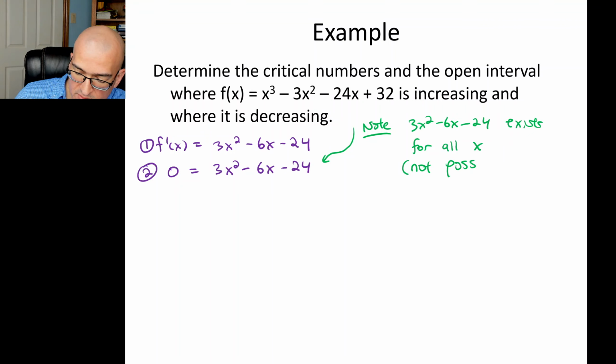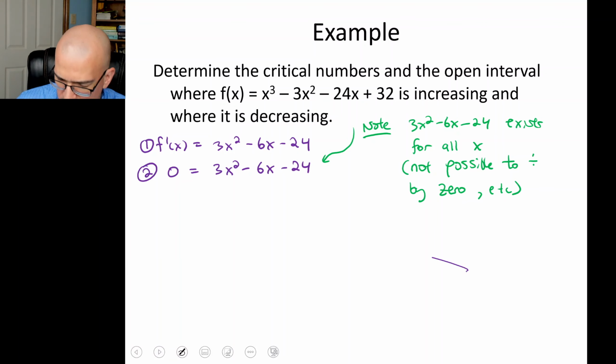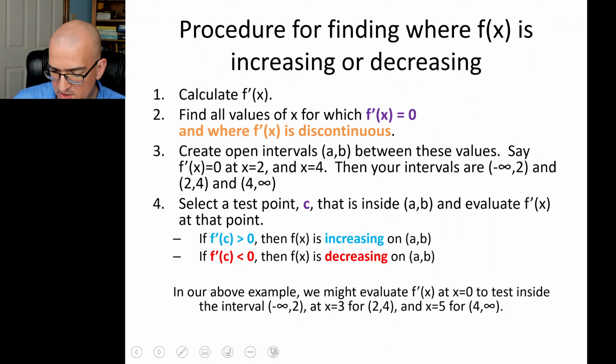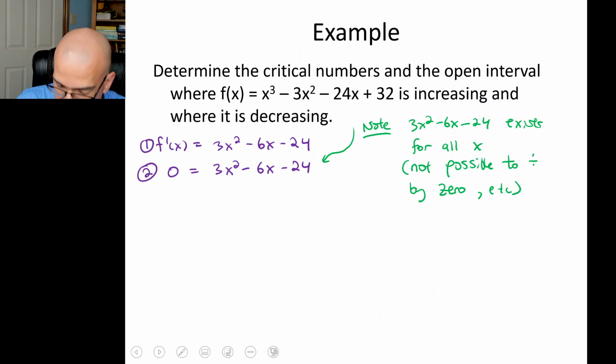Not possible to divide by 0, etc. So all those other domain violations, we can't have them happen. It's a polynomial. And then what was step 3? I'll go back to my checklist. Step 3 is to create open intervals. So I'm going to make a number line.